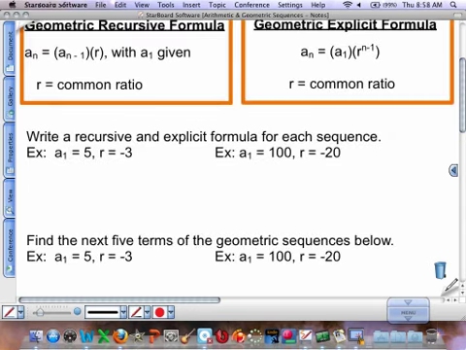So your formulas look a little bit stranger here for geometric. But again, that's why I want you guys to use your notes. We're going to write down those formulas. So we have the recursive, and we have explicit. And there's almost no difference whatsoever. So a very slight difference in the way that they're written.